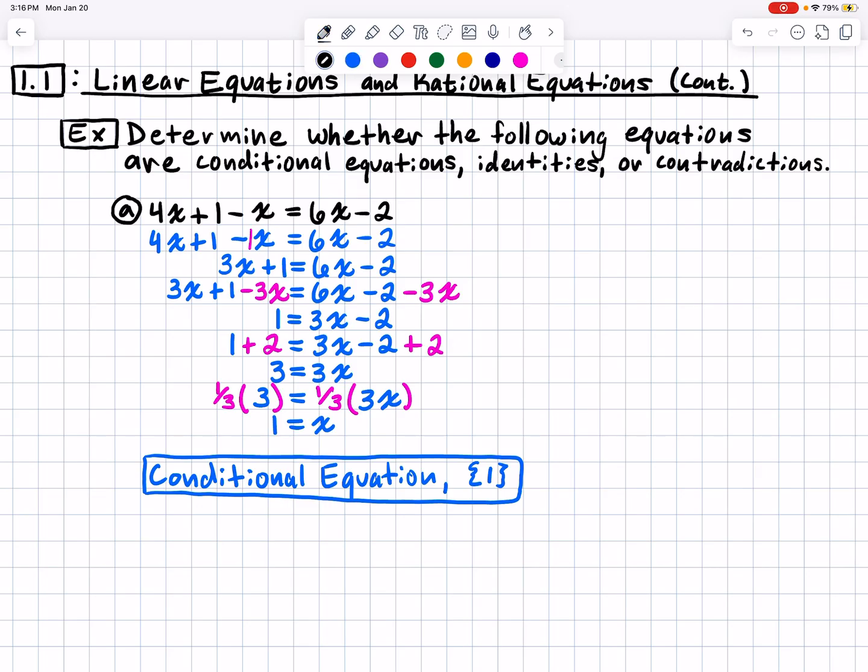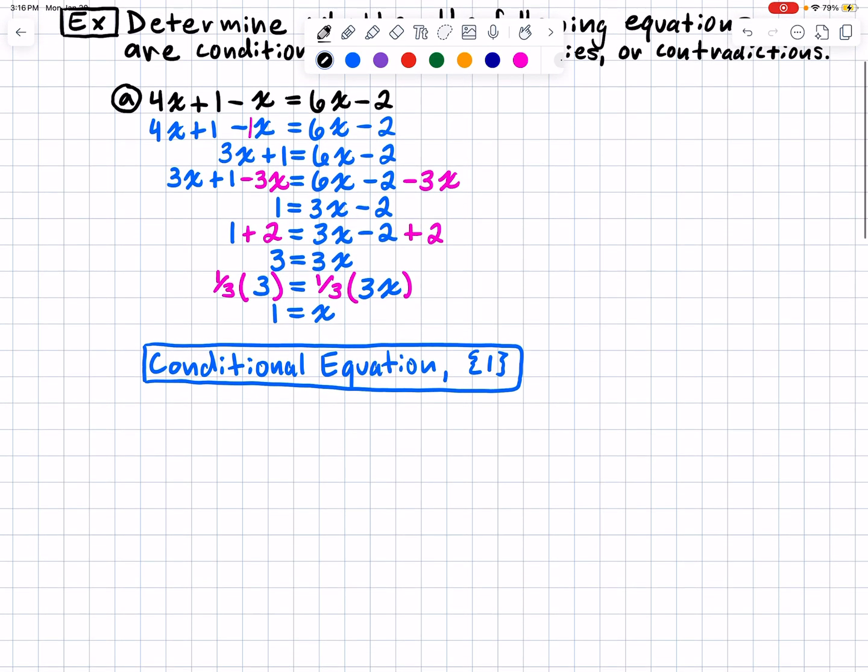Let's move on to part B, so then we can see what the other two look like. So, part B. Part B is going to be 2 times the quantity of 3x minus 1 equals 6 times the quantity of x plus 1 minus 8.